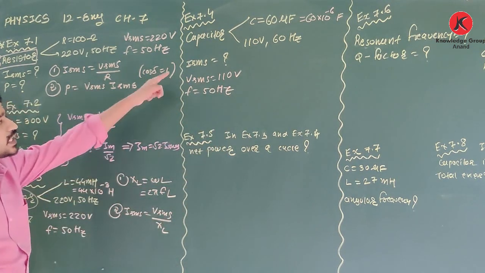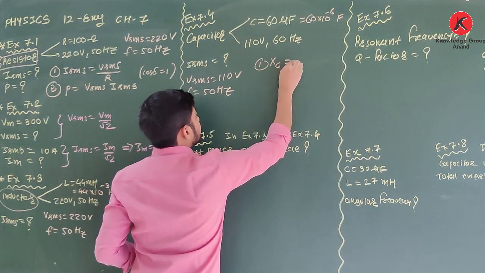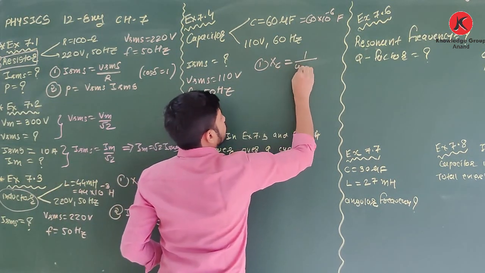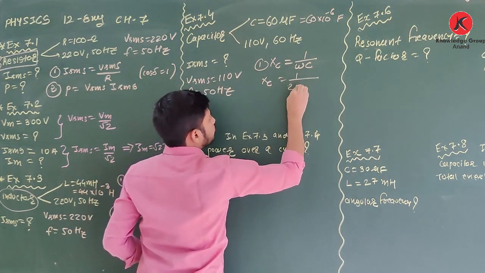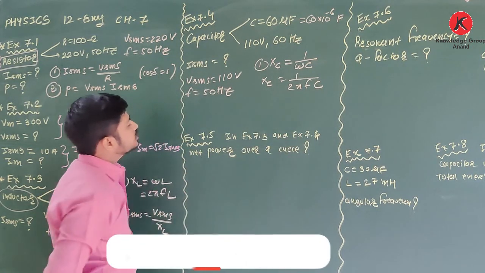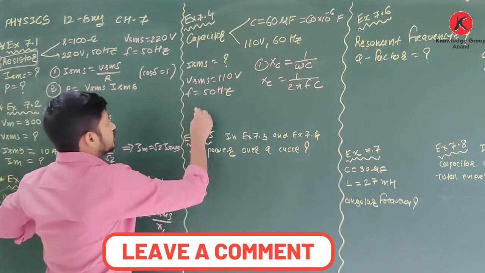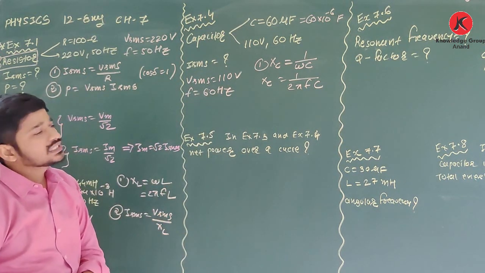You have to find IRMS. So again, first of all, I will find XC, that is capacitive reactance, and XC is equal to 1 upon omega C. So XC is equal to 1 upon 2 pi FC. F is 60, and C is given 60 into 10 raised to minus 6.